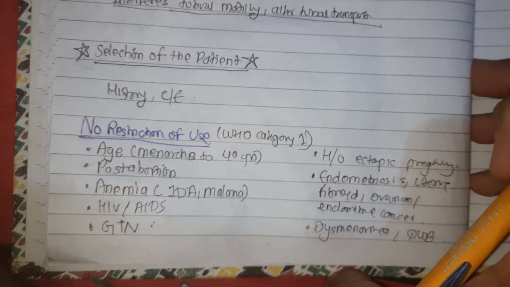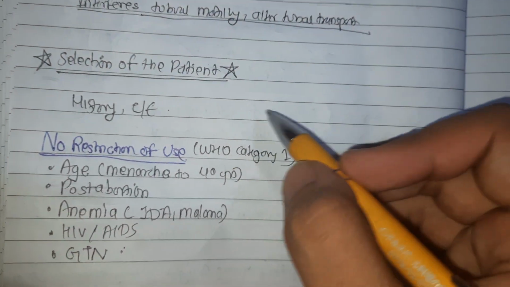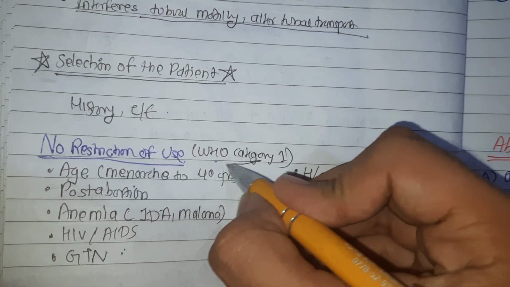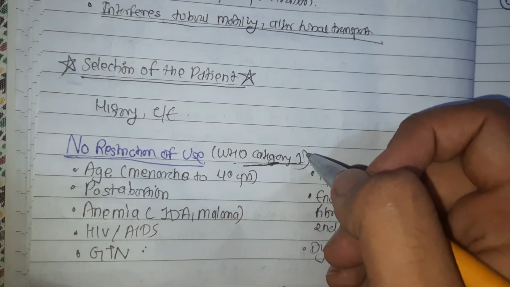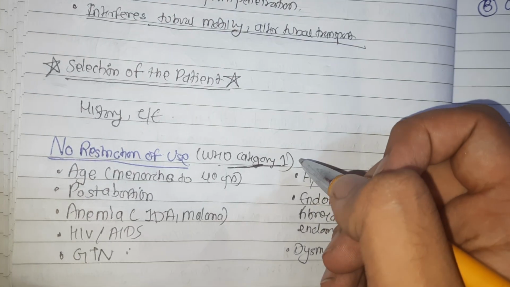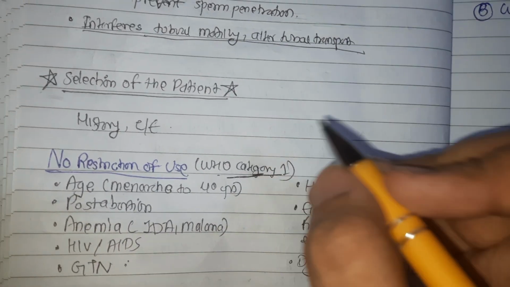So we will see in which patients there is no restriction, that is those belonging to WHO category 1. In WHO category 1 there is no restriction on the use of combined oral contraceptives. And what are those populations?